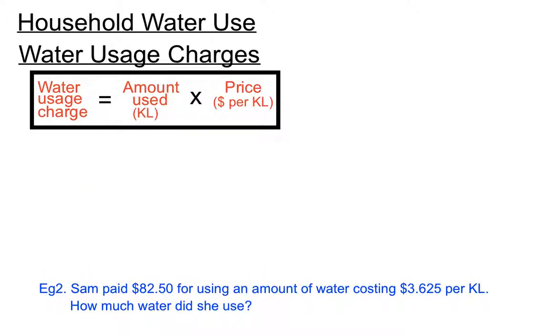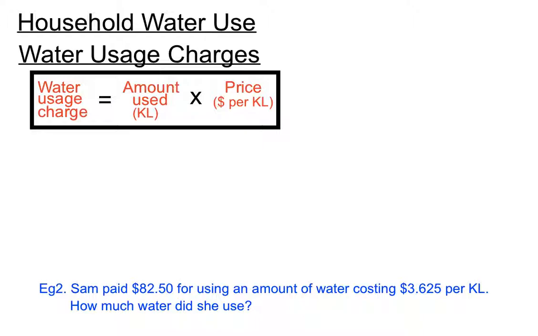Example 2, Sam paid $82.50 for using an amount of water. We don't know that amount of water yet, but we know the price. It costs $3.625 per kilolitre. How much water did she use? Sam must be Samantha, but still.